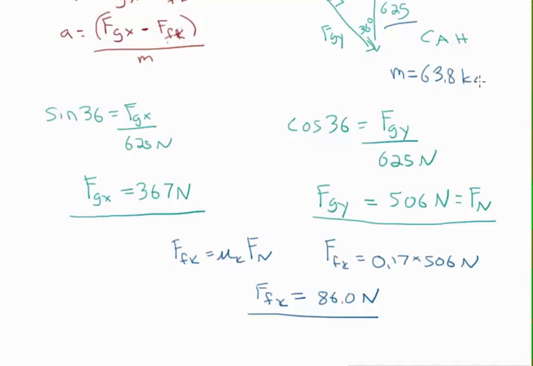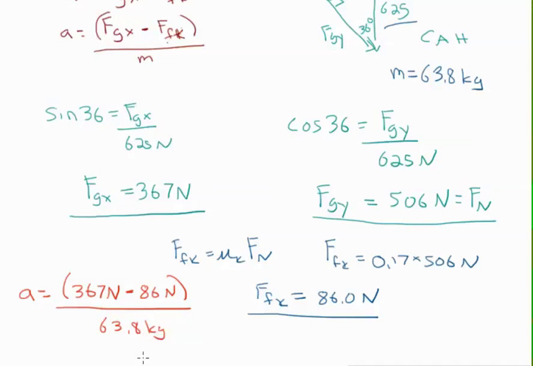So we can now plug into this equation we derived much earlier. And we can say acceleration is equal to FGX minus FFK divided by our mass. When we do our math, we get that our acceleration is equal to 4.4 meters per second squared.